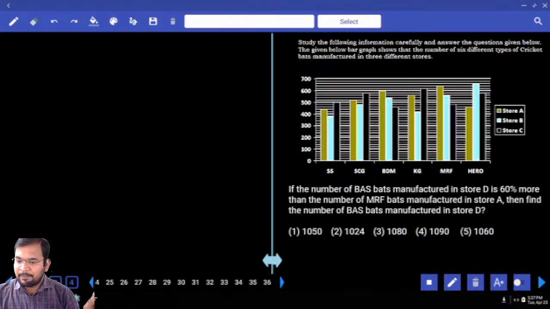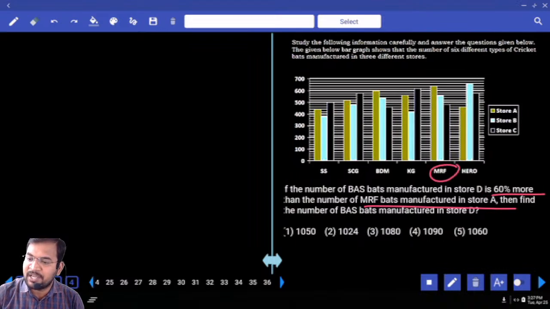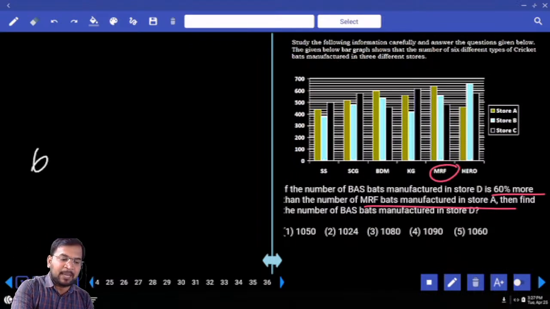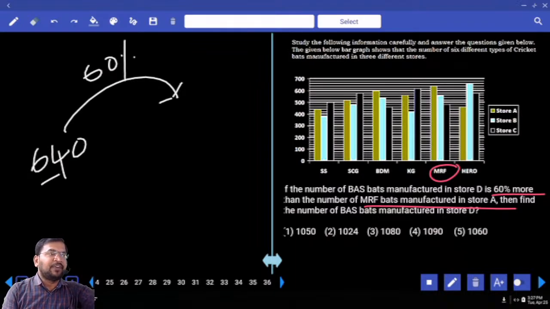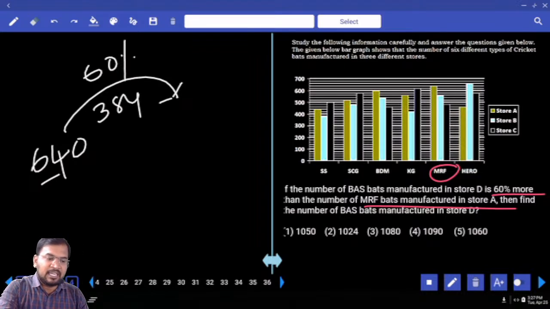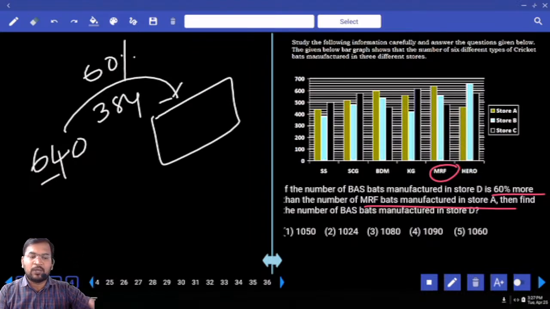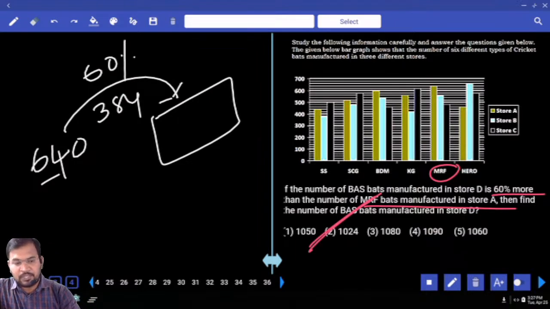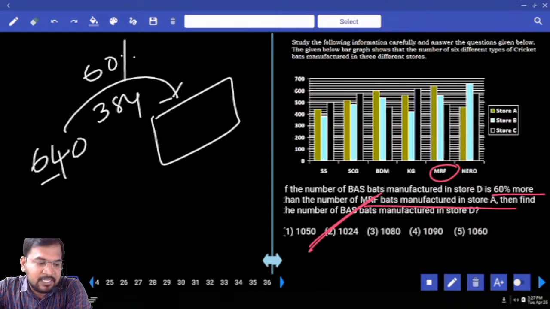If the number of bats manufactured in store D is 60% more than the number of bats manufactured in store A. Store A is how much? 640. 640 plus 60%. 10% is 64. 50% is 320, 10% is 64, 64 plus 320, 384, 640 plus 384, 1024. Your answer is 1024. Otherwise, it ends with 24.